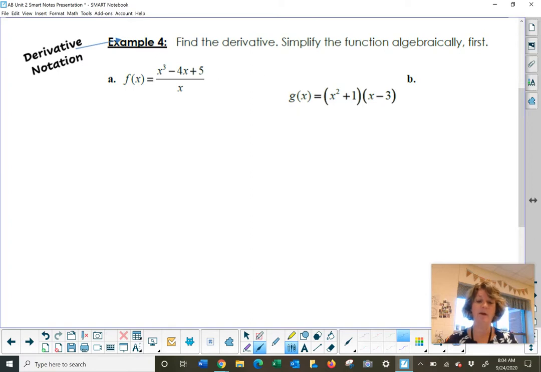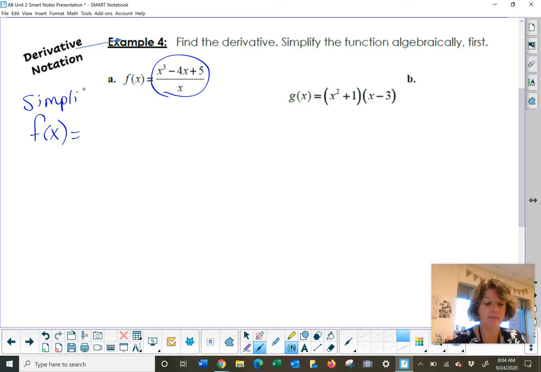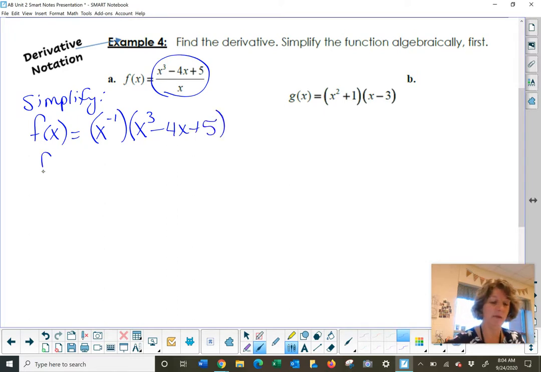Example 4, so find the derivative, simplify the function algebraically first. So let's take this function and simplify it. It is division. If you wanted to, you certainly could send x through, but most of us would probably prefer to use multiplication. So that's what I'm going to do. F of x equals, let's write x from the bottom as x to the negative 1, and then distribute it through our polynomial. Distributing it through, we add the exponents, so we're getting an x squared, a minus 4, a plus 5, x to the negative 1.